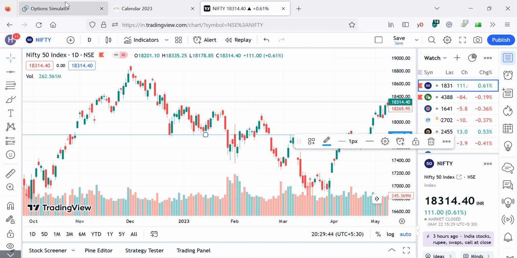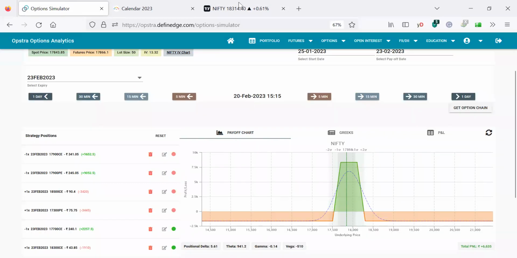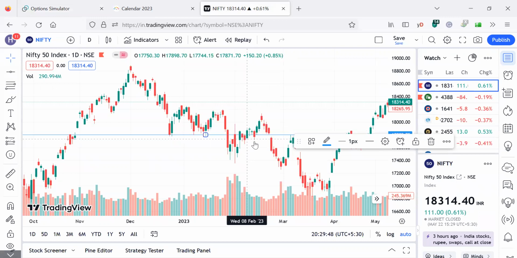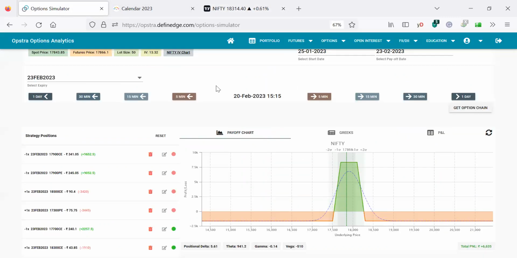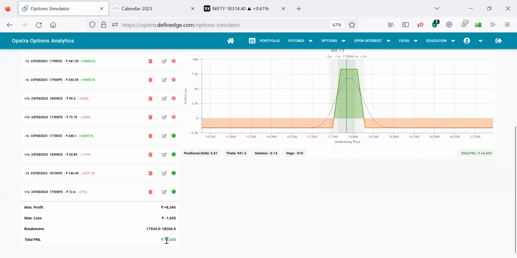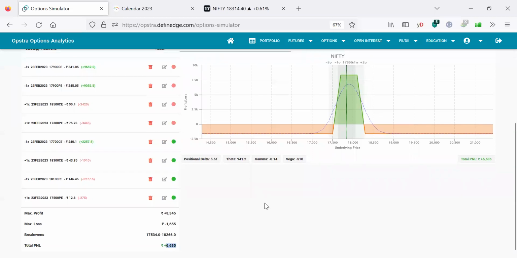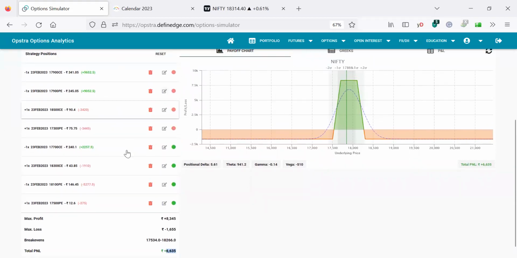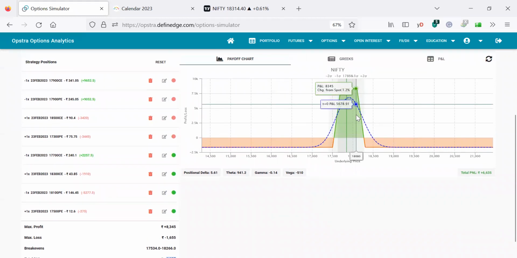Now today we are having, as per the option simulator, 20th Feb is there. If you check it here, 20th Feb is going down. If it is going to break this level, that is what has happened, but we don't know what is going to happen. So still we will adjust it. Right now we are with good profits. 6,635 rupees is the profit after these many adjustments, and this is our payoff chart.